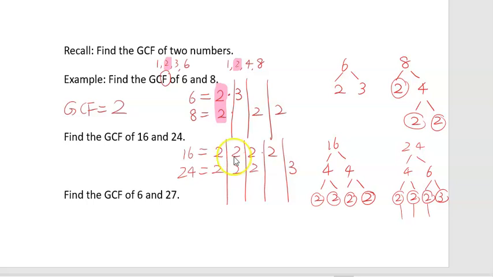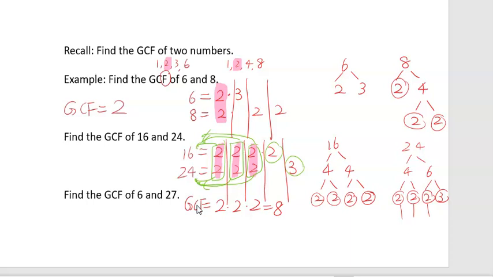Now let's take a look at which columns have 2 numbers. So 1 here, 1 here, 1 here. Now this 2 only has a single number. That means this 2 can only go into 16. It cannot go into 24. A single 3 means this 3 can only go into 24. It cannot go into 16. But these three 2's, because they appear in both of them, can go into both 16 and 24. So these are the numbers we're going to bring down for the GCF. We have a 2 and a 2 and a 2. And we multiply them, we get the answer 8.